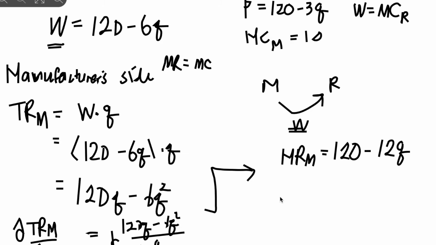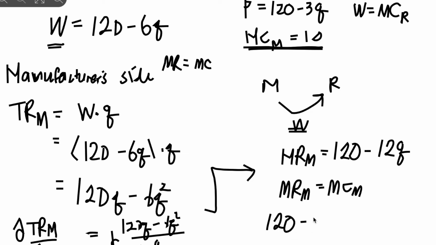right? And we want to set that equal to what? MR of the manufacturer equals MC of the manufacturer. And we already have the MC equals 10, right? So now we have 120 minus 12Q, that MR equals MC of 10, right? So we have 12Q equals 110, right? So Q equals 110 over 12.